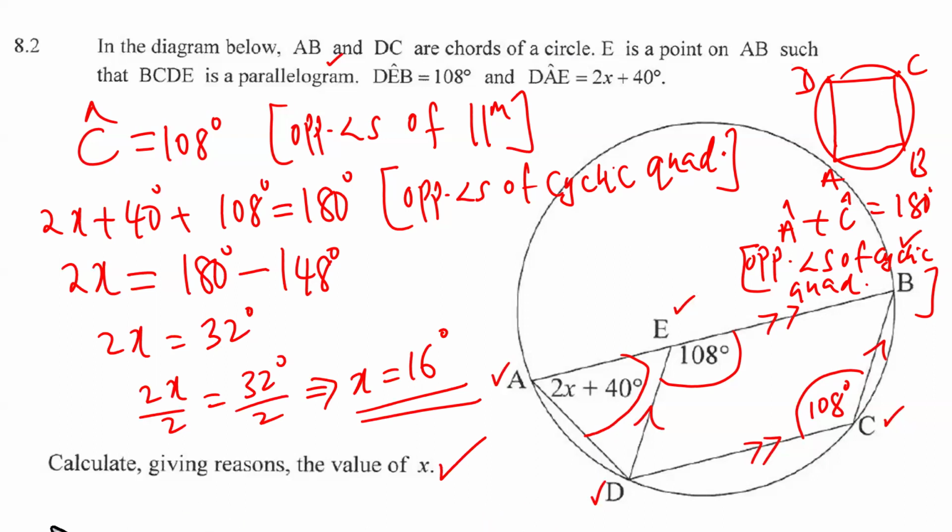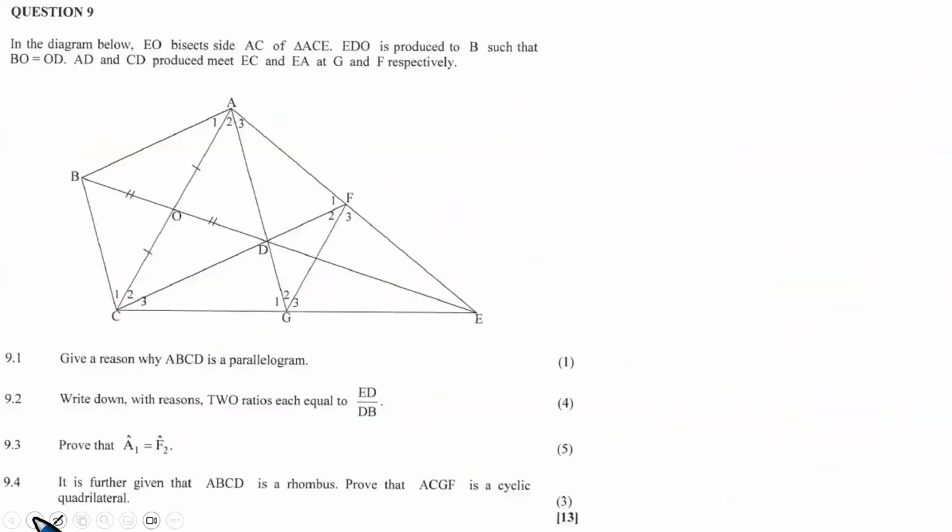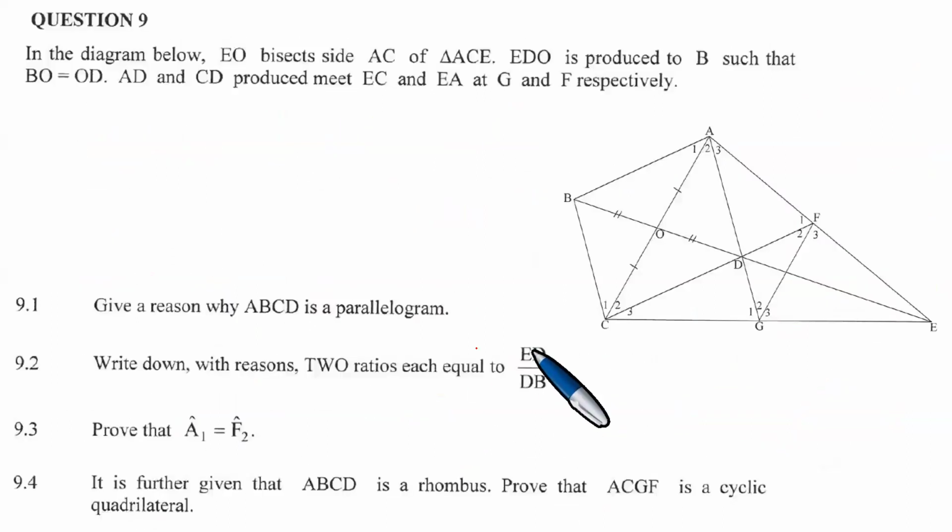Next question. The next question is this one here. In the diagram below, EO bisects side AC of triangle ACE.